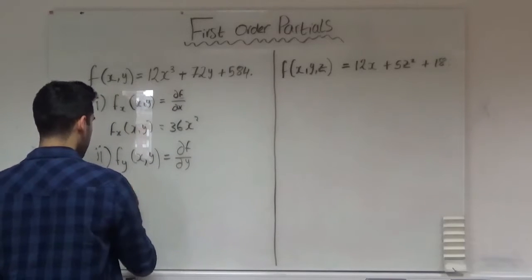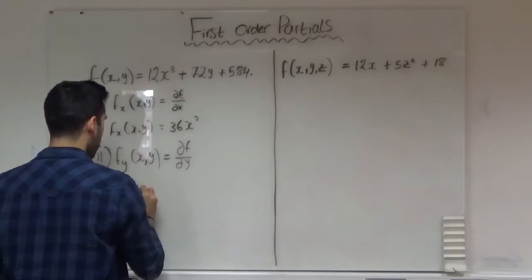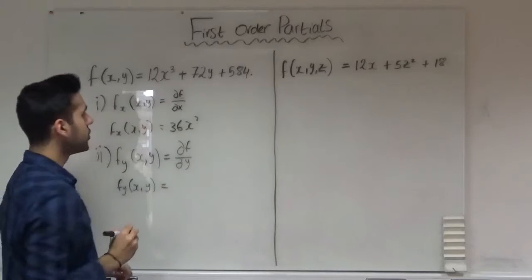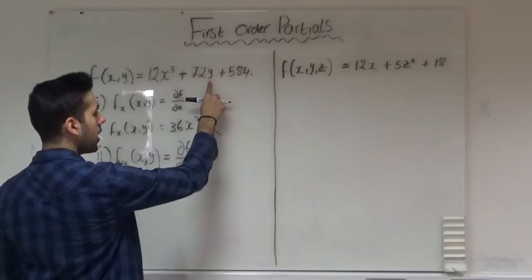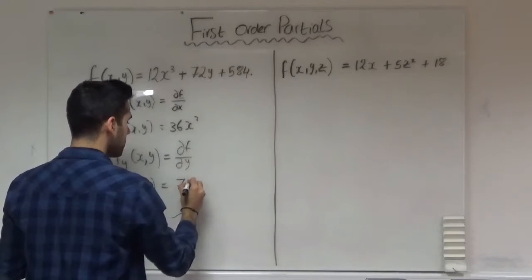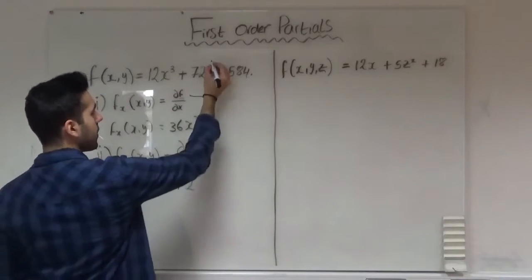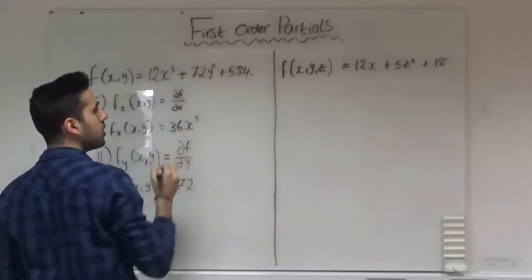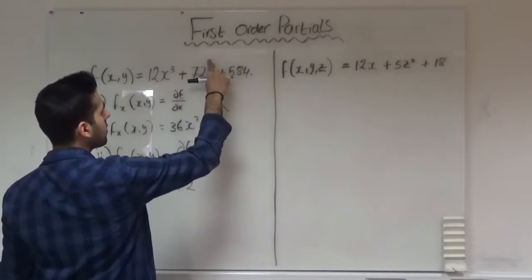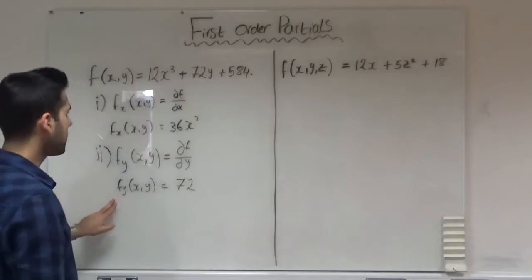So in this case we would have f of y, xy, would be equal to, this has no y in it, so it would go to 0. And then this has a y in it, so we're going to have, as normal, 72. Because the power over here is 1, reduce it by 1 would go to 0. And then we know anything to the power of 0 is 1. So this is this case.